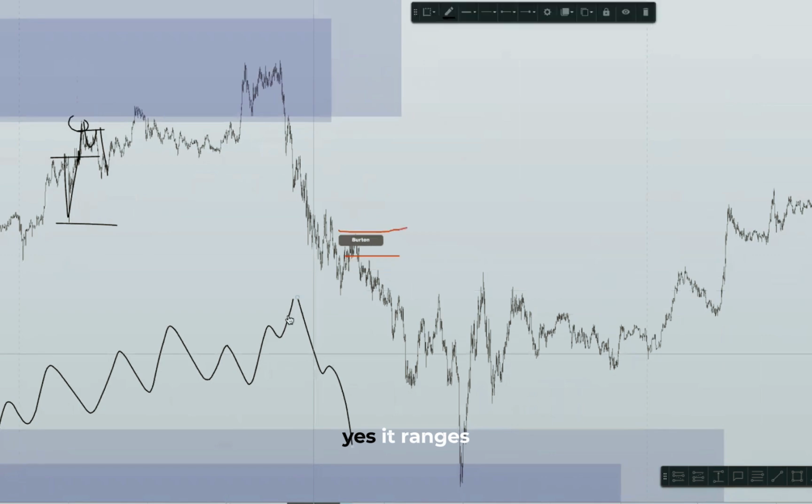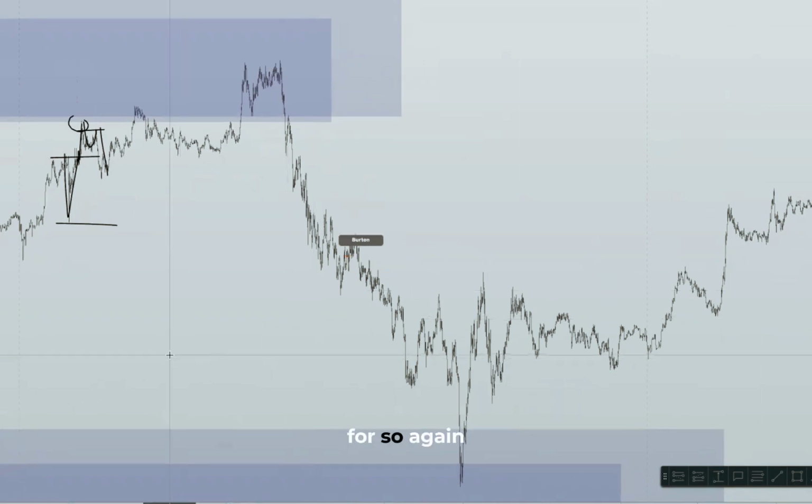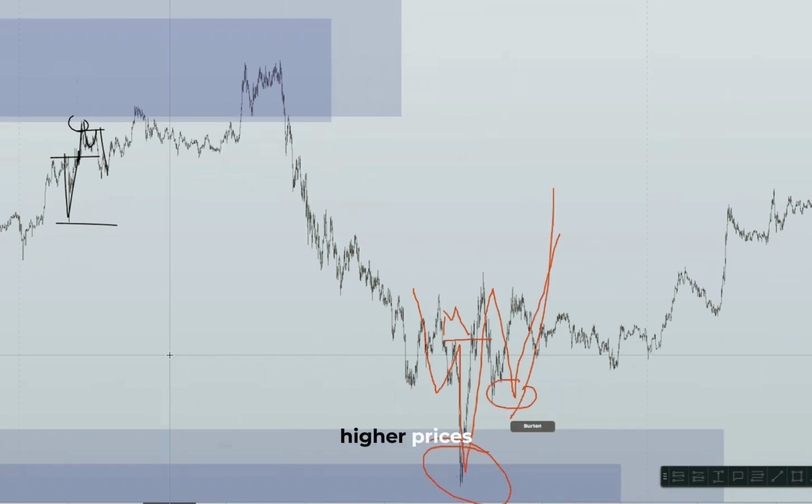Yes, yep. Unmitigated ranges and things that we can aim for. So again, it will just be the same range, initiation, mitigation, continuation. But once we've had that mitigation at that higher time frame point of interest that's caused a momentum shift, here we see that momentum shift actually create that C and then continue higher prices.